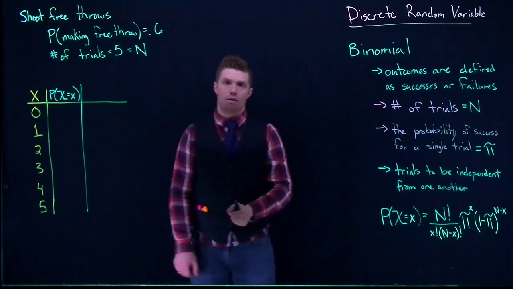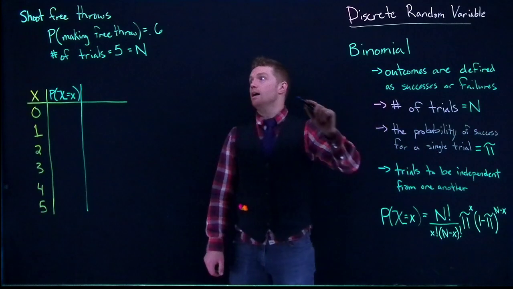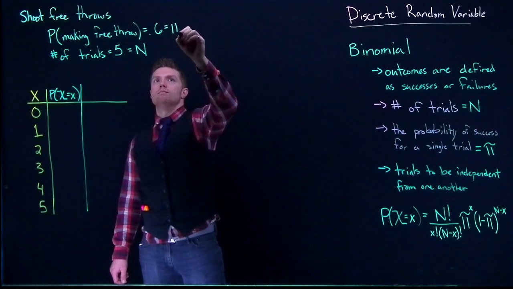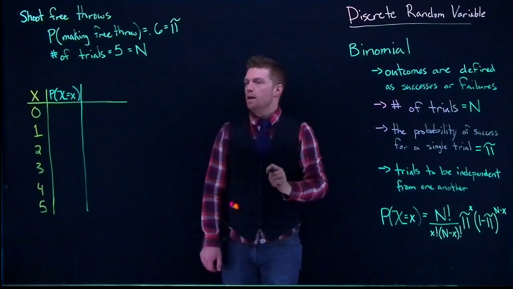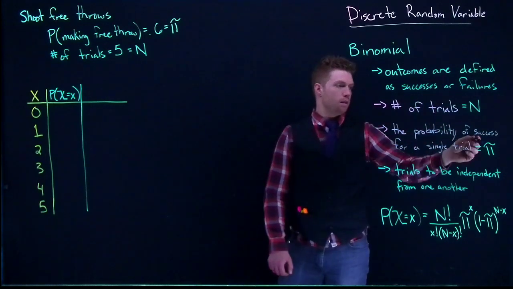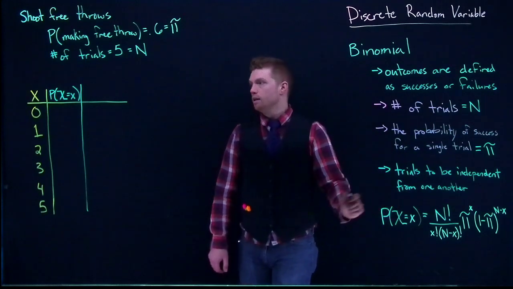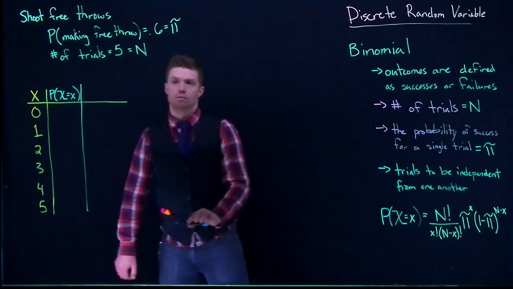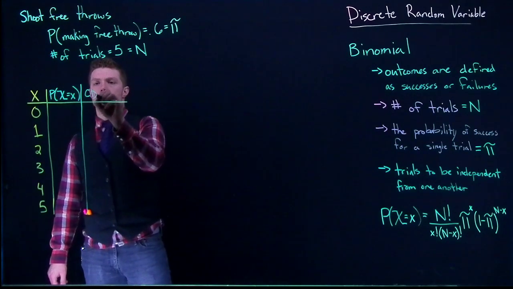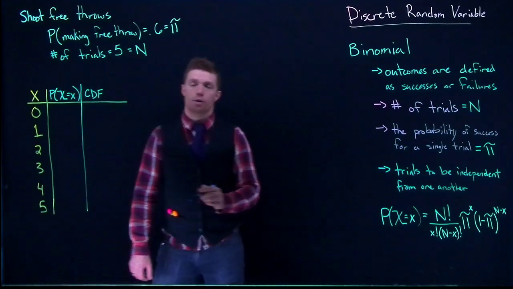But just know that this is the probability that any one of these particular outcomes occurs, where pi is just going to be the probability of a single success. With the number of trials and the probability of a single success, we can kick out the probability of any one of these particular outcomes to occur. And then we could go on and do our CDF, right? As soon as we have our PMF, we can just do this addition and do our CDF.